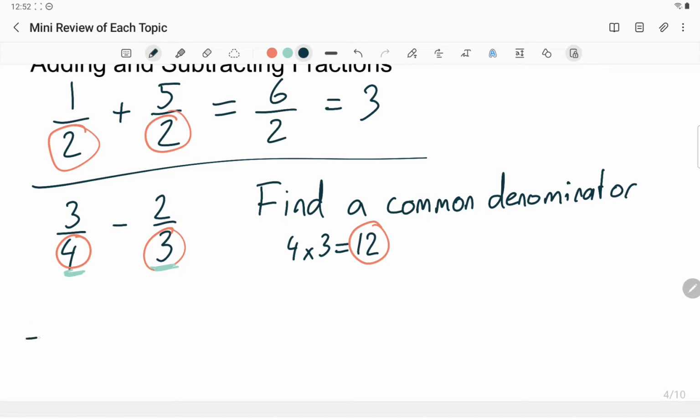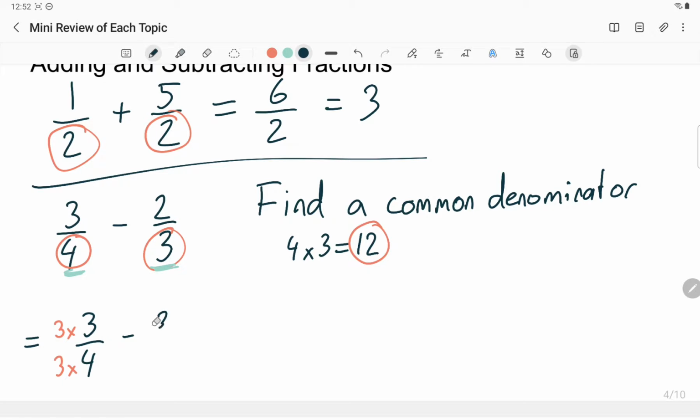Next, we need to convert our two fractions so that they have denominator 12. So to convert them so that they have denominator 12, we need to ask ourselves, let's take a look at the first fraction. What do we need to do to 4 to get it to 12? As in, what do we need to multiply it by? In this case, 3 times 4, that would get you to 12. So we need to multiply both the top and the bottom of the fraction by that number so that we can convert that fraction into something over 12.